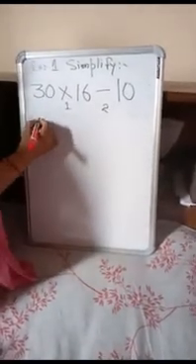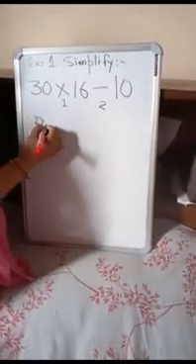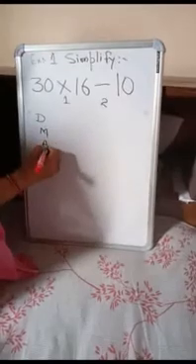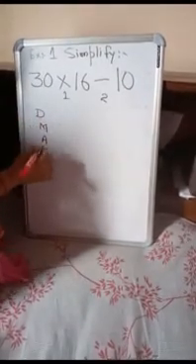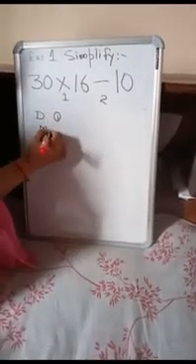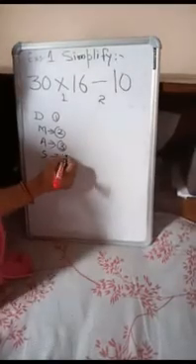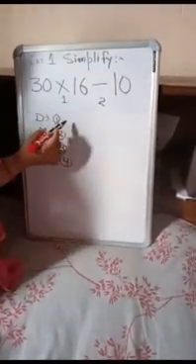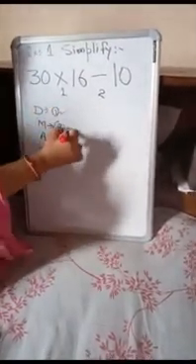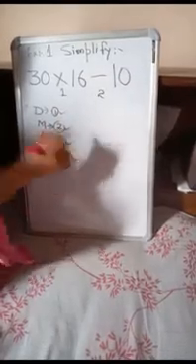So what is the rule of simplification? DMAS. What is the order of solving it? D for division, M for multiplication, second order. A for addition, third order. S for subtraction, last order. This is the order of solving it. Firstly we will solve division, then multiplication, then addition, then subtraction.